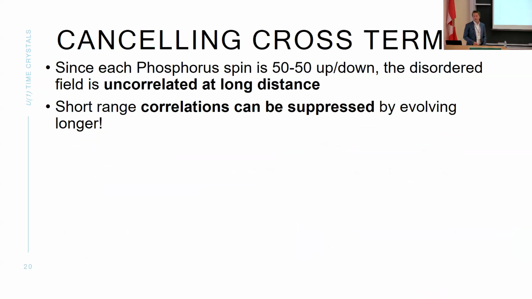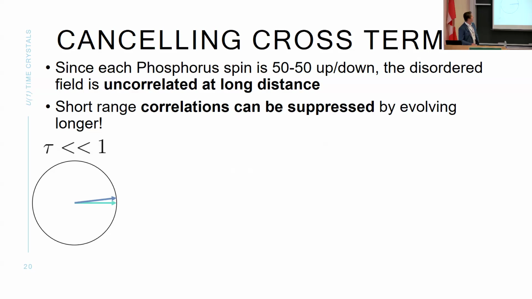So now that we understand how the disordered field works, let's think about it for a second. Each phosphorus spin is essentially 50-50 up-down with the thermal populations. So the disordered field is effectively uncorrelated at long distances just by a 1/r³ interaction. But short correlations might exist. However, we think that they can be suppressed by evolving longer.